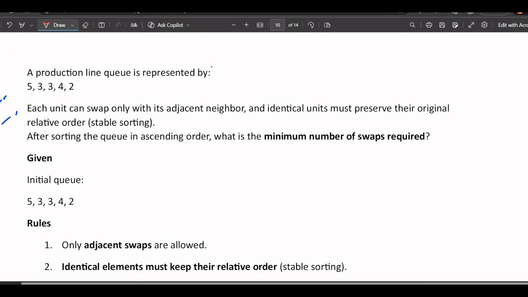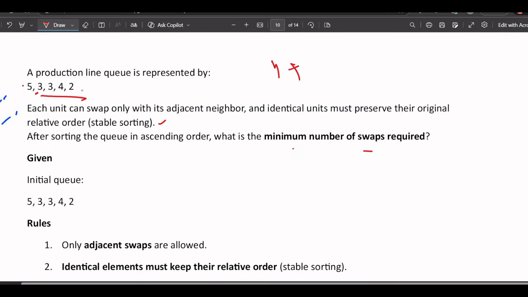You read the question: a production line queue is represented by 5 3 3 4 2. You read this line, they want the stable sorting, and they are asking about the minimum number of swaps. How will you solve this? 5: how many numbers on the right side are less than 5? 4. So 4 plus. Next number, 3.